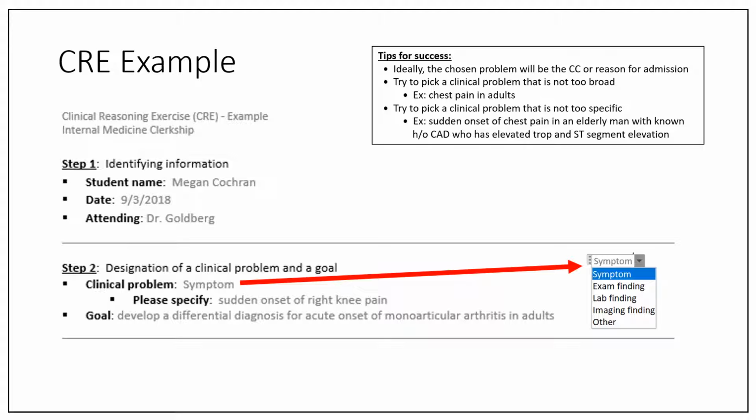Next, let's review some tips for success. So first and foremost, the clinical problem would ideally be the chief complaint or the reason for admission. If this is not the case, it's okay, and we'll review an example of this later. Second, try to pick a clinical problem that isn't too broad. For example, doing a lookup on chest pain in adults would likely be really challenging. Going to the other end of the spectrum, try to avoid problems that are too specific and give a slam dunk diagnosis.